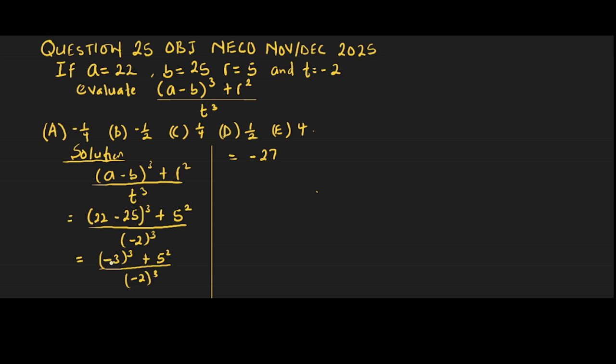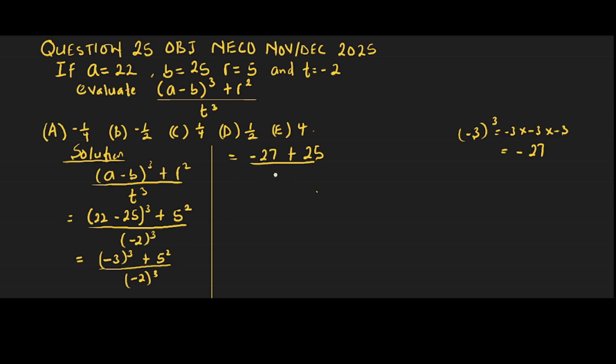And this is a negative here, and a negative raised to the power of an odd number is going to give us a negative. So we have (-3) raised to power 3 to be -3 times -3 times -3. Minus times minus is plus, plus times minus is minus. 3 times 3 is 9, 9 times 3 is 27. We have this to be -27 plus 5 squared will give us 25, all over (-2) raised to power 3 as well.